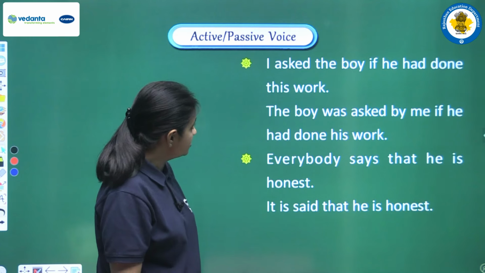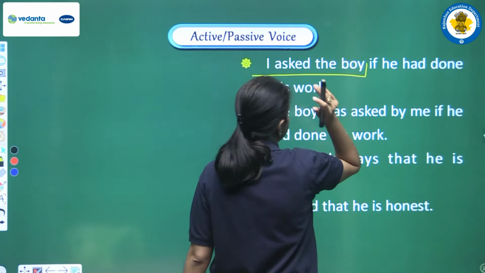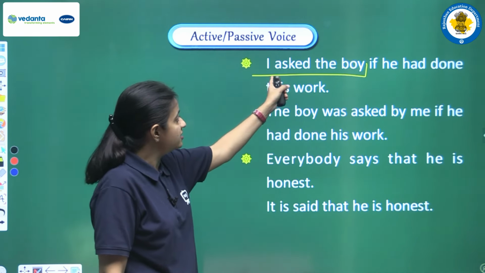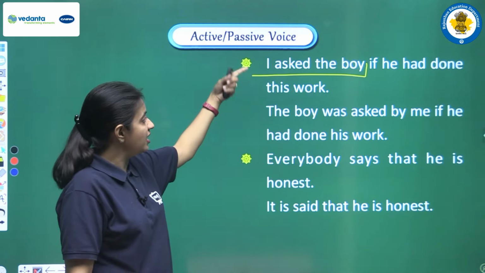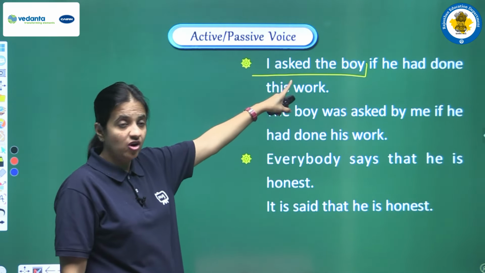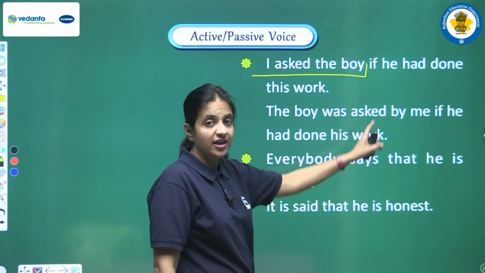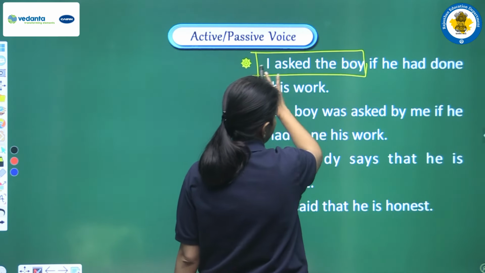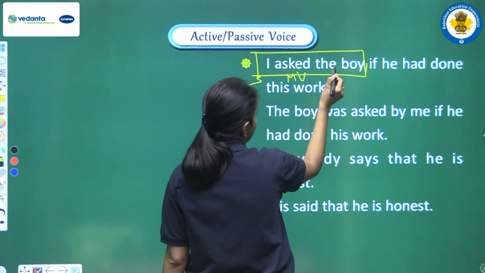So in this sentence also two clauses are here. The first one is I asked the boy. Second is he had done this work. So in this sentence, I asked the boy, this is the main clause. So now when we are converting this sentence into passive voice, we have to convert only the main clause. So we have to write this sentence, the boy was asked by me, because we are converting I asked the boy. So in this clause I is the subject, asked is the main verb, and the boy is the object.